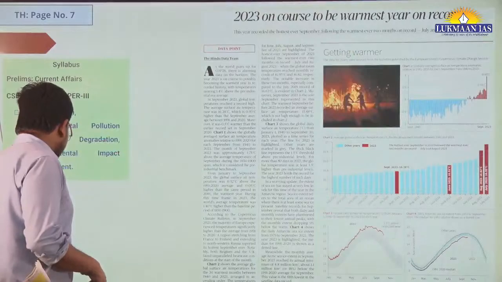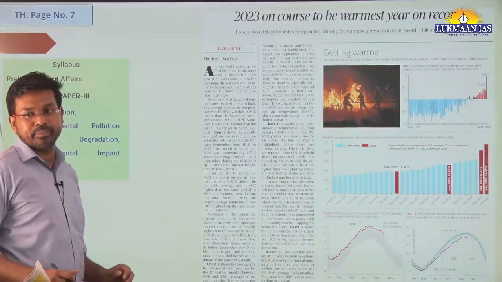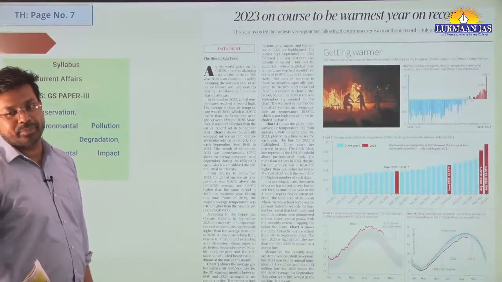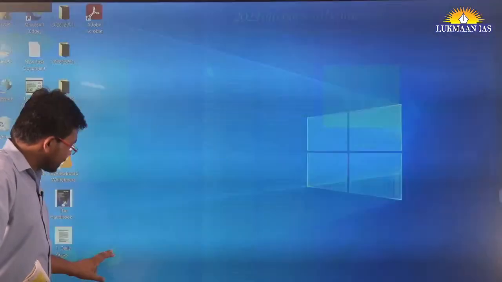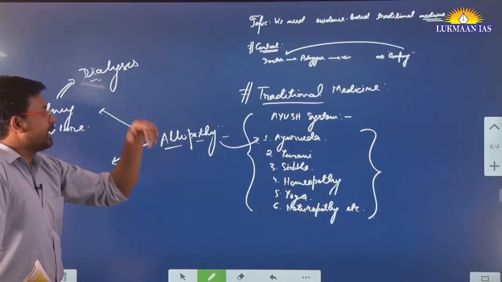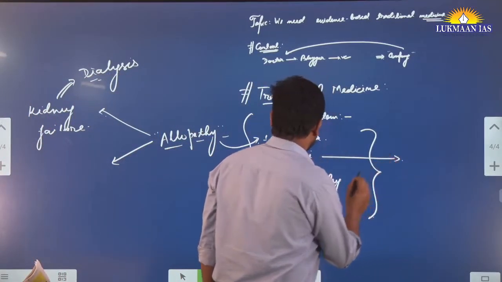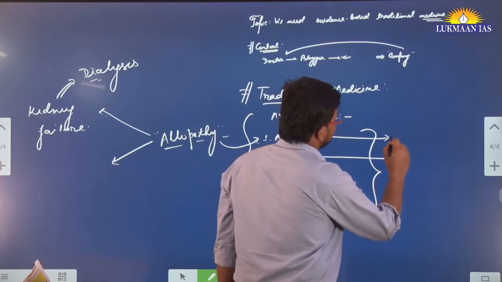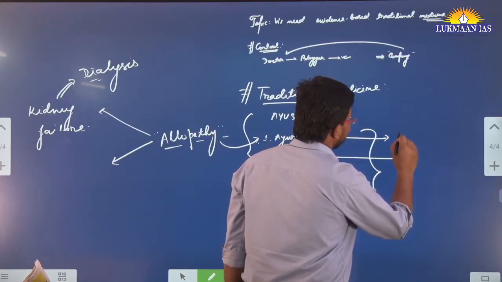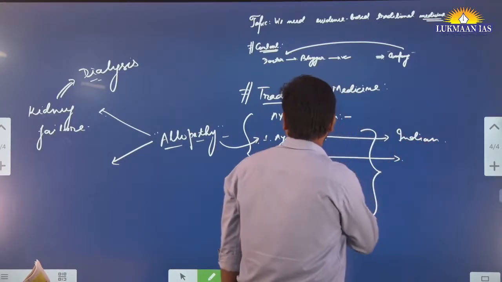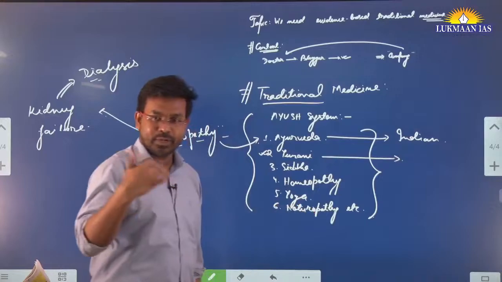So this is the thing. Now, what is the basic difference between Unani, Ayurveda and Siddha? Unani system of medicine is a foreign system of medicine. Ayurveda has developed in the Indian subcontinent, right? Unani system has been developed somewhere else.